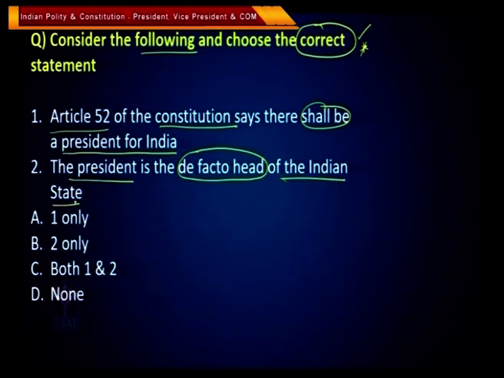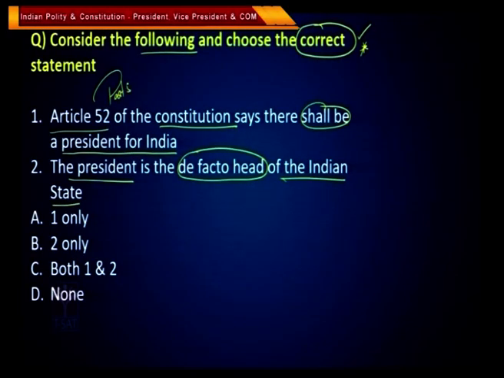Look at the two statements. The first statement is absolutely correct. Why? Article 52 of Part 5 of the Constitution says there shall be a President for this country. But look at the second statement.